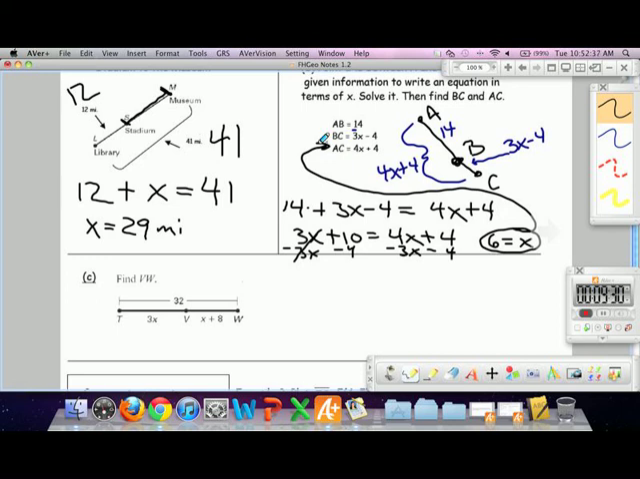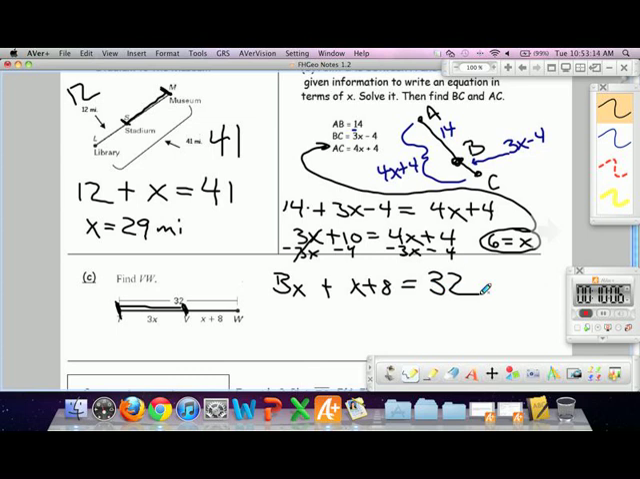For letter C, the example problem, set up something very similar. Only thing, instead of A, B, and C, you have T, V, and W. The same principle applies. Take the parts. The first chunk is 3x. The second chunk is x plus 8. And that should be equal to the entire length, which is 32. The sum of the parts should equal the whole. 3x plus x plus 8 equals 32.